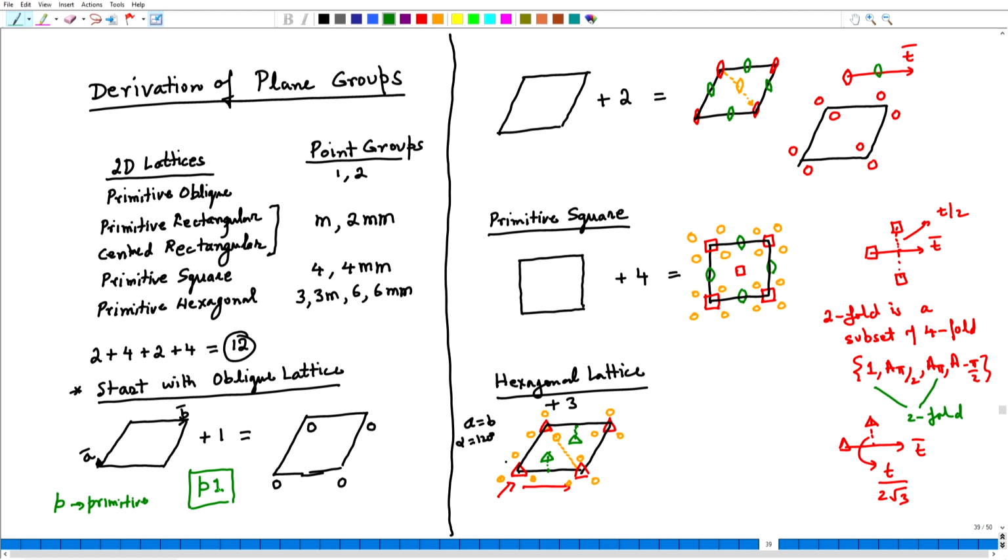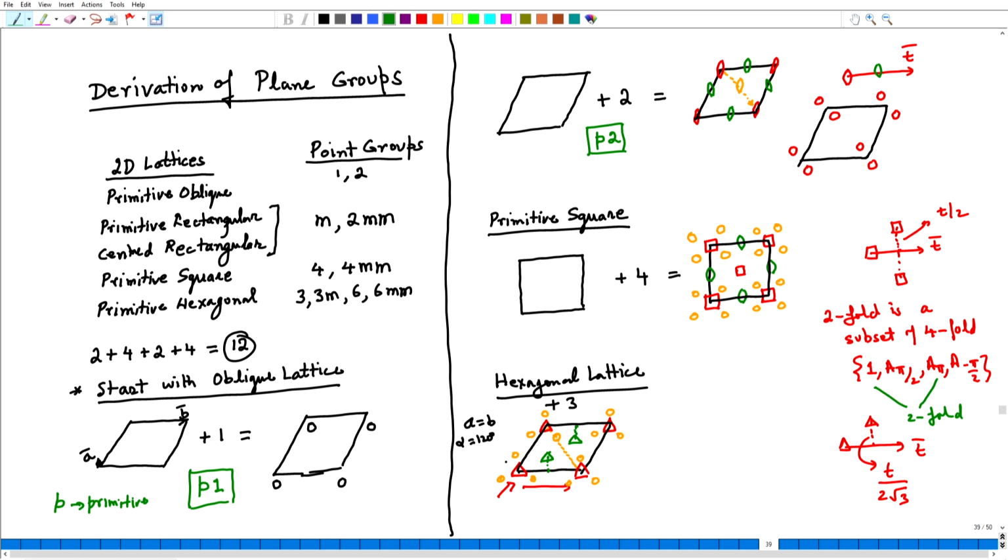So, the letter P followed by 1. This is enough to tell us that it is an oblique lattice and no symmetry has been added. We do not need to mention oblique. It is obvious because there is no other plane group which would have this particular notation. Coming to the oblique lattice, added the two-fold symmetry or the point group 2. Well, just like we had called P1, this we will call P2. This is again primitive, so it is P2.